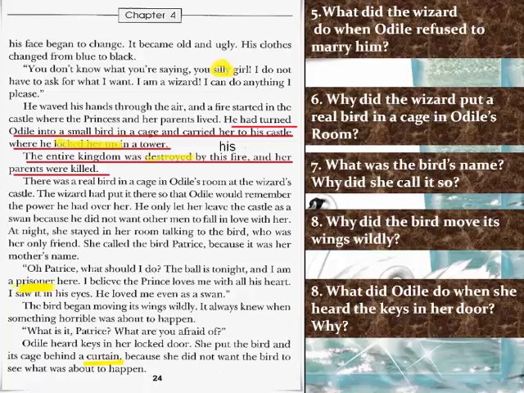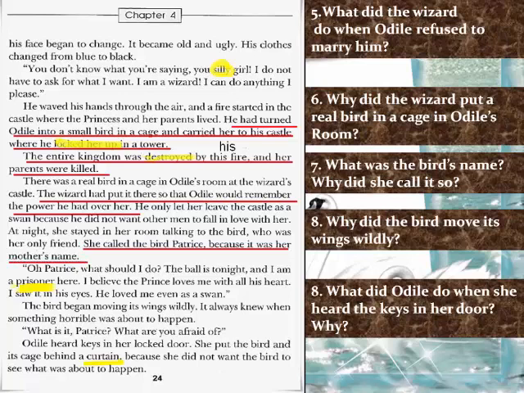Why did the wizard put a real bird in a cage in Odile's room? You remember? Yes, it's in the next paragraph. The wizard put it there so that Odile would remember the power he had over her. Excellent. Number 7. What was the bird's name? Why did she call it so? Remember the bird's name? Yes, Patrice. Excellent. Because it was her mother's name.